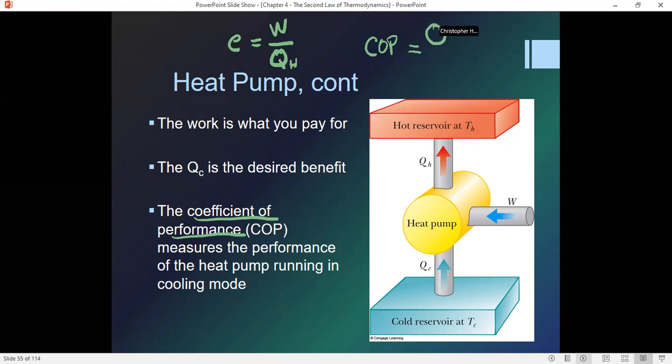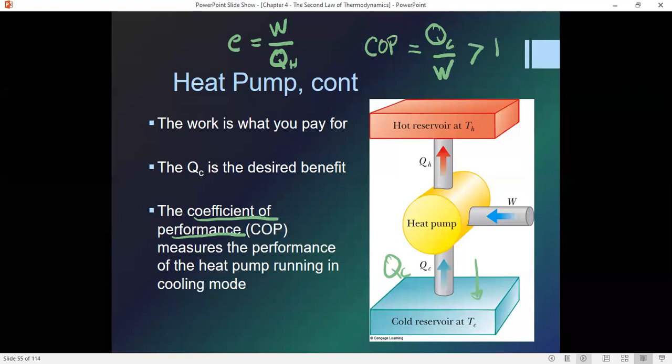It measures how much heat we can move. In this case, if it's a freezer or a refrigerator, that heat will be coming from the cold reservoir down here. So it'll be QC, how much QC we can move for the amount of work that we use. So it's not the same equation as efficiency. And for most heat pumps, this is going to be quite a bit greater than 1, maybe even as high as 4 or 5, depending on what the temperatures are.